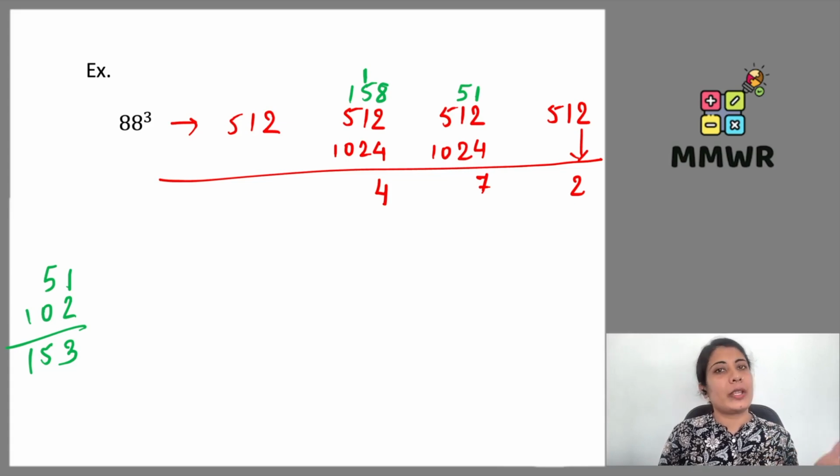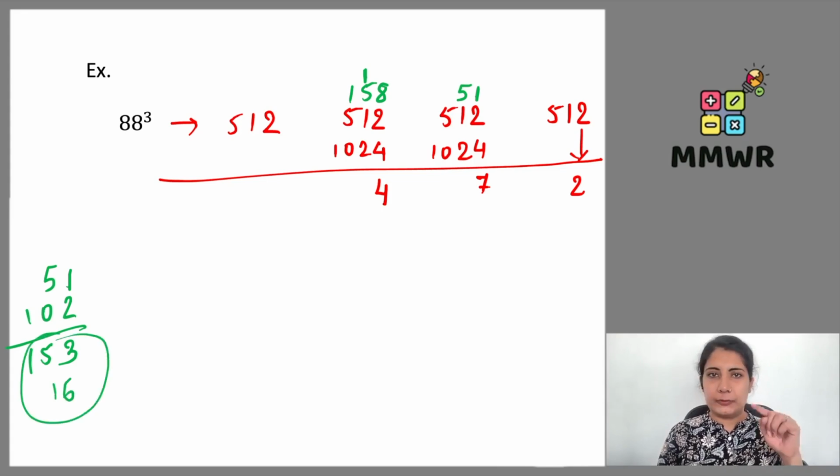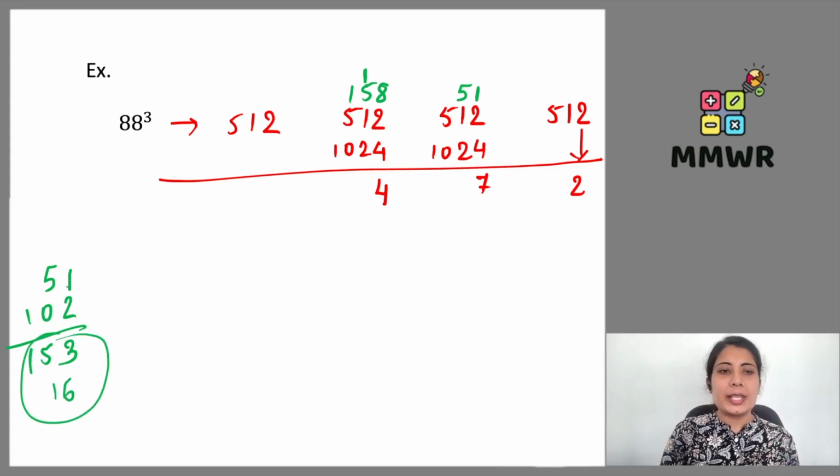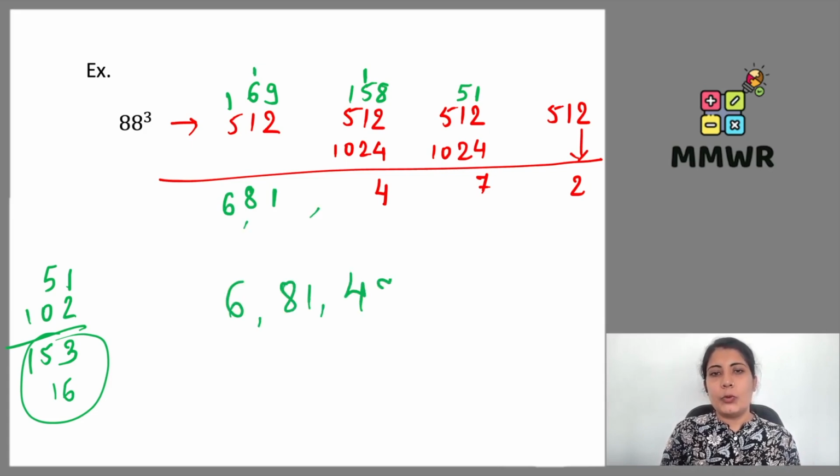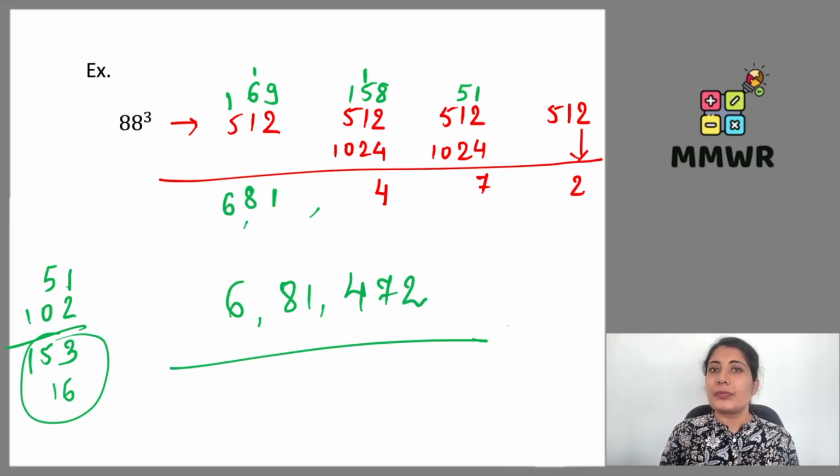51 plus 102 gives us 153. And this is 16 I have added. 15 plus 1, 16. So this gives me 6 plus 3, 9. 5 plus 1, 6 and 1. So 153 plus 16 gives us 169. Let's quickly add this as well. 9 plus 2, 11, carry over 1. 6 plus 1 plus 1, 8 and 6. So 6,81,472 will be the cube of 88.